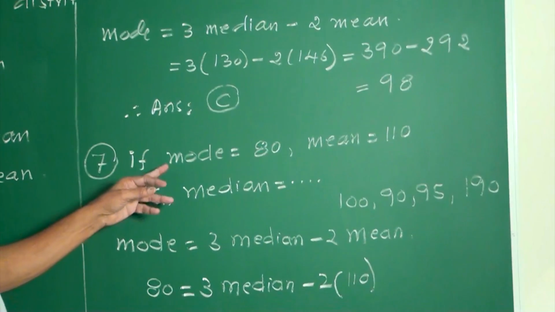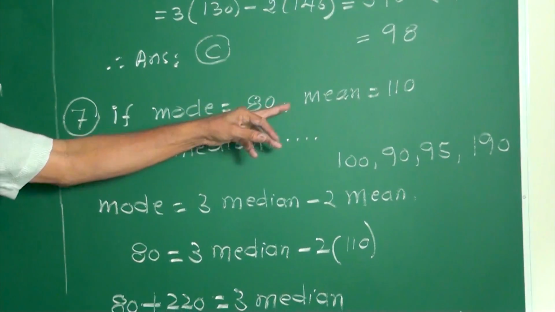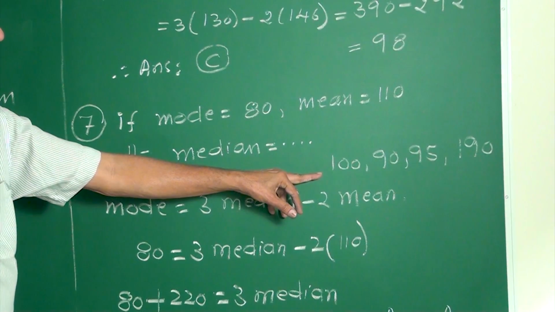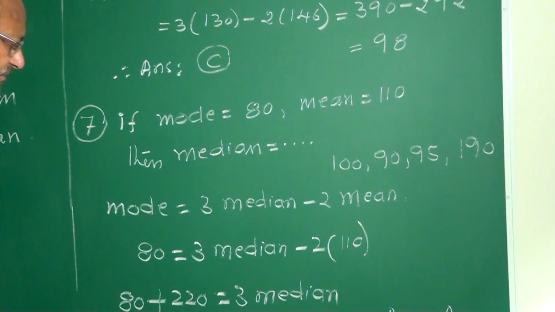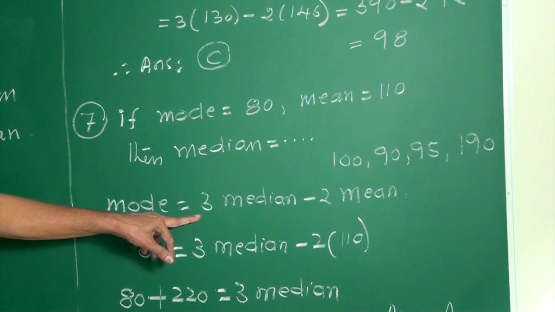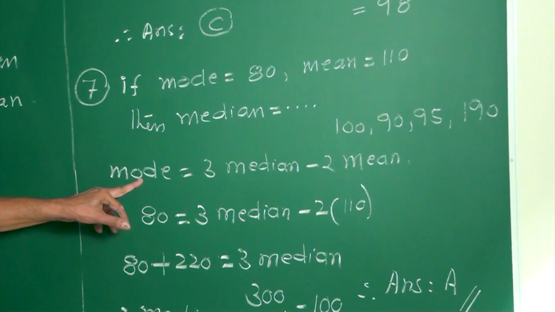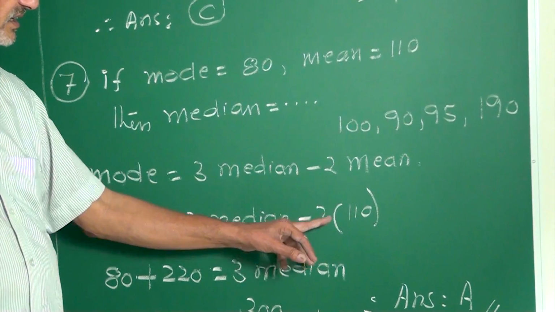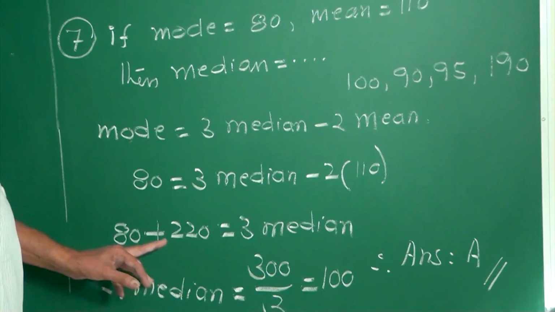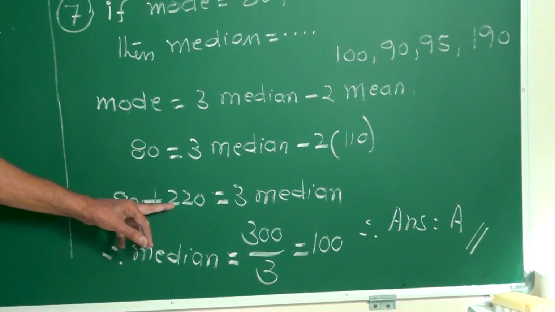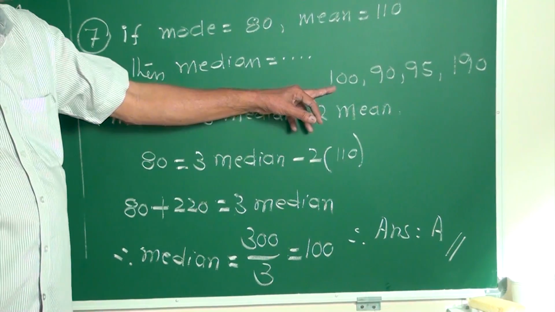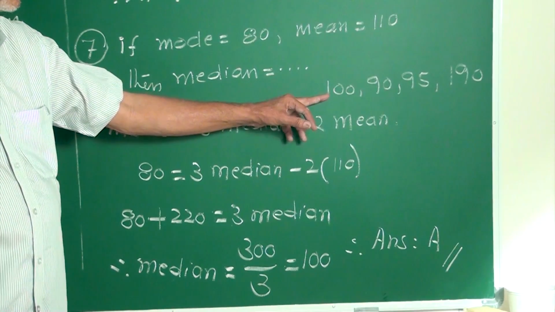One more example based on the same. If mode equals 80 and mean is 110, then what is the median? These are the options: 100, 90, 95, 190. Same relation: mode equals 3 median minus 2 mean. Mode is given 80, mean is given 110. 110 into 2 is 220. Shift this side: 80 plus 220 is 3 times the median. This is 300 upon 3, which is the median. 300 upon 3 is 100. Which is the answer? A is the answer.